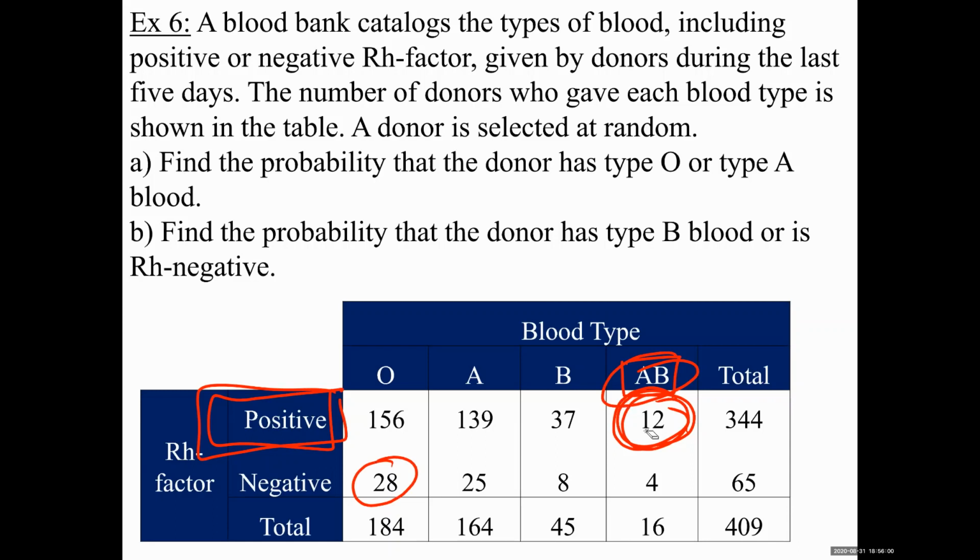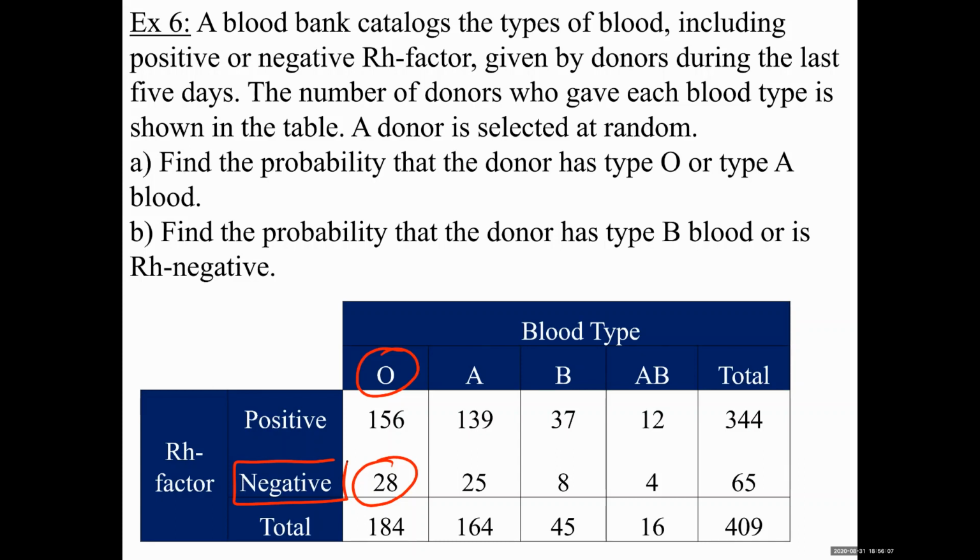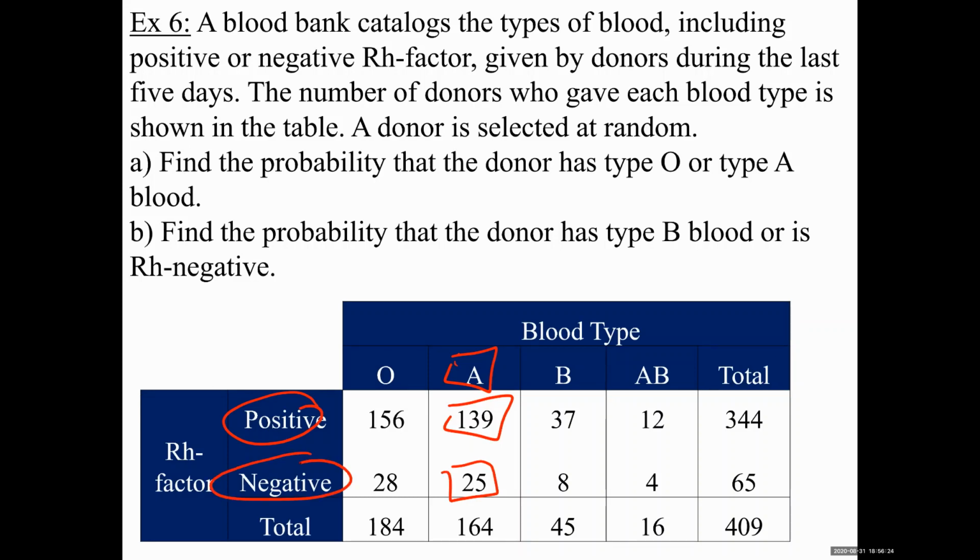This number 28 over here, what does that mean? That means those people had type O blood and also Rh negative blood. That's what I'm saying, it's an "and." And then to get the totals, if you want to know how many people had type A total, you just go straight down to the total, 164. What this is saying is, for type A, 139 had type A positive blood, and 25 had type A negative blood. But how many just had type A total? You add these, and they put the total down there.